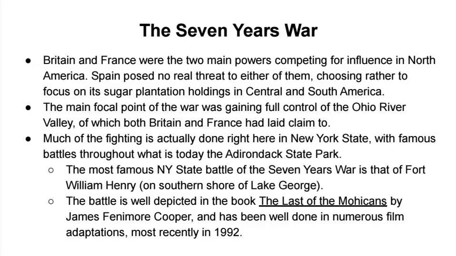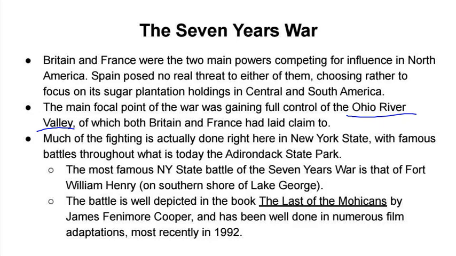Now, the 7 Years' War. All of the European powers are using slavery to grow their wealth and their influence in North America. But Britain and France are the two main powers competing for influence in North America. Something's got to give. Spain is not a real threat because they're focusing on their sugar plantation holdings in Central and South America. So the main focal point of the war was, in fact, who is going to gain control of the Ohio River Valley.